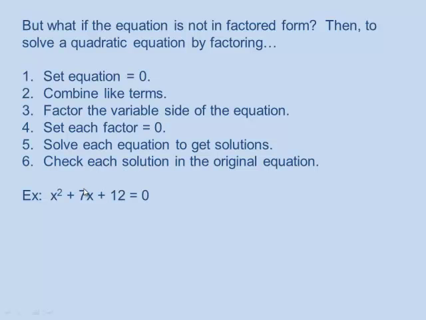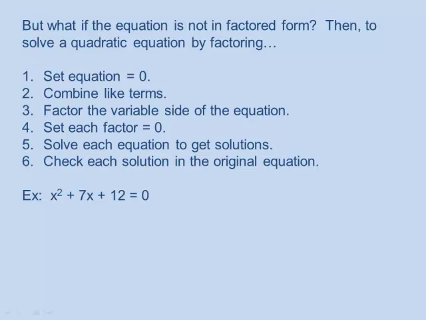Step 2, combine any like terms. Step 3, factor the variable side of the equation. Step 4, set each factor equal to 0, as we did in the previous two examples. Step 5, solve each equation to get your solutions. And step 6, it's always a good idea for any equation that you solve to check your solution in the original equation to make sure you didn't make a mistake as you were solving it.